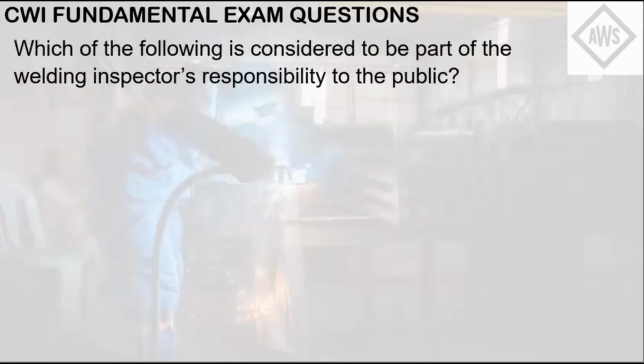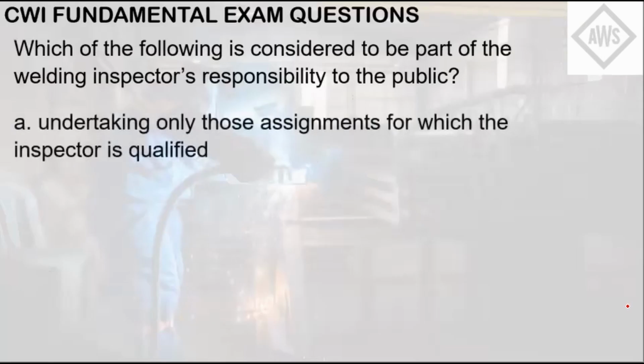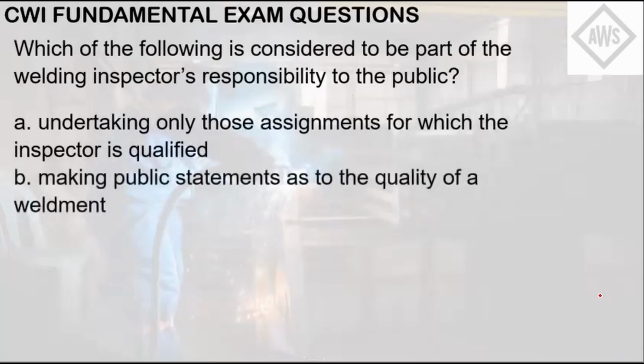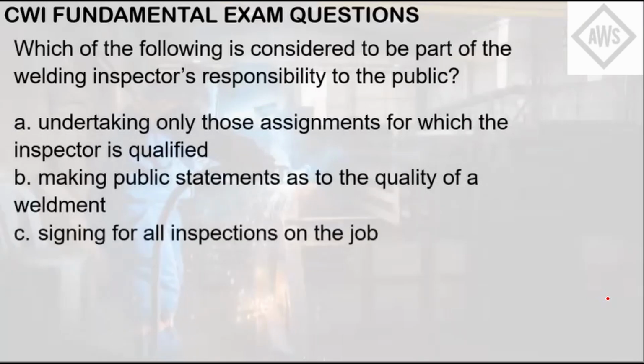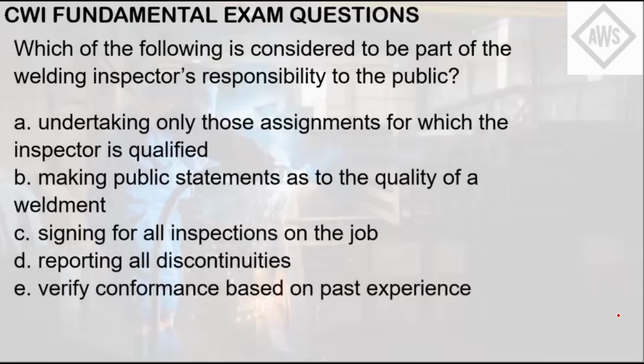Which of the following is considered to be part of the welding inspector's responsibility to the public? Letter A, undertaking only those assignments for which the inspector is qualified. Letter B, making public statements as to the quality of a weldment. Letter C, signing for all inspections on the job. Letter D, reporting all discontinuities. Letter E, verify conformance based on past experience. So letter B is a choice not obligated with the welding inspector. He's not obligated to make public statements as to the quality of a weldment.